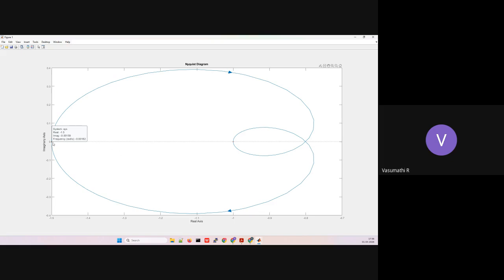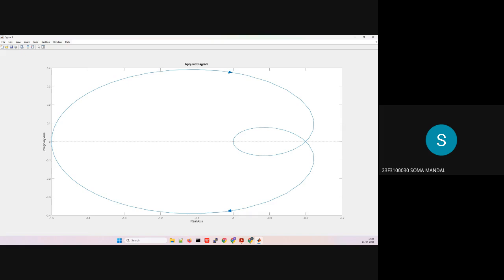Okay, it starts from here and it goes like this, and again it takes another turn and ends here at 0 degree. Fine. So this is a clockwise direction. This is how we used to find the stability criterion of the Nyquist. So how did we see the Nyquist stability criterion last time?